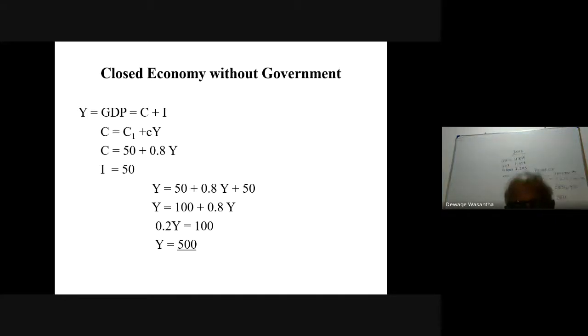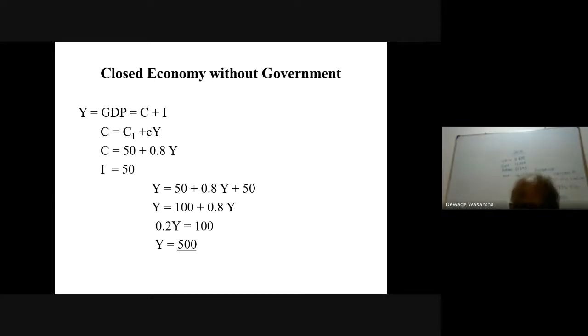For example, the consumption function is 50 plus 0.8Y. This 0.8 is called the marginal propensity to consume, MPC. The 50 is called autonomous consumption. Small c is the marginal propensity to consume, MPC. Then you have the consumption function.